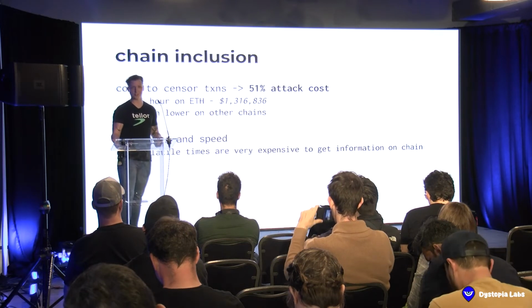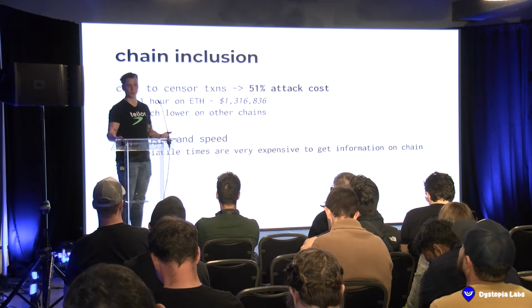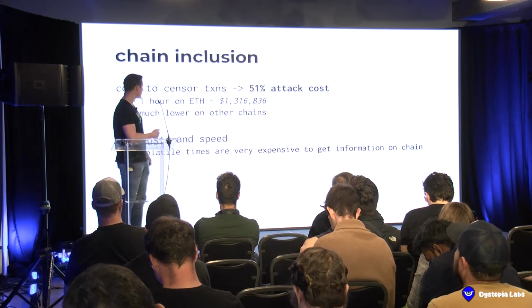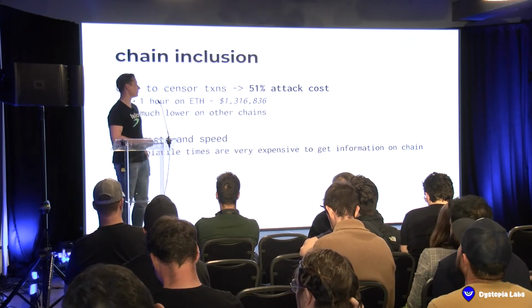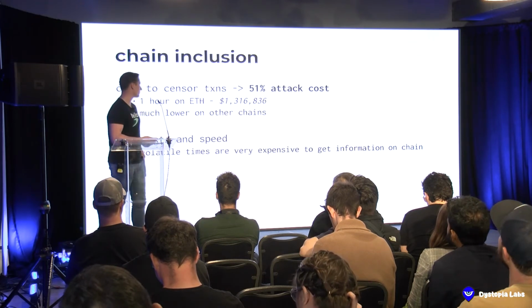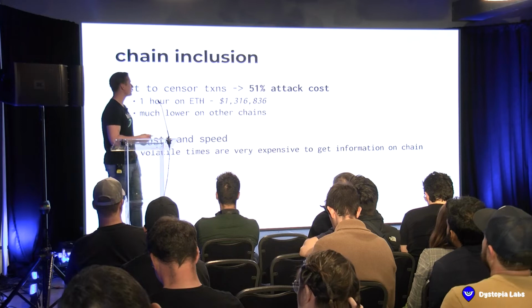And that's really, really dangerous, because let's say you're relying on the price updates, so then you can go liquidate people. This can be a big problem, and it doesn't cost that much to do. So that's one piece of chain inclusion.